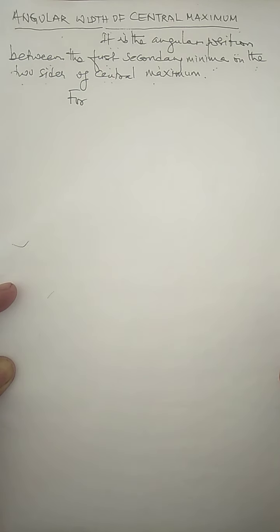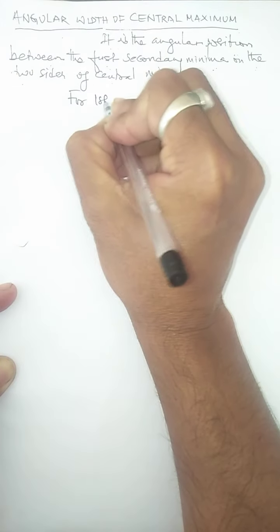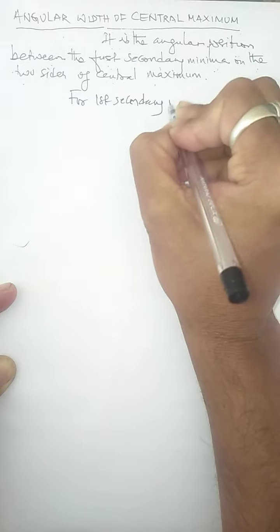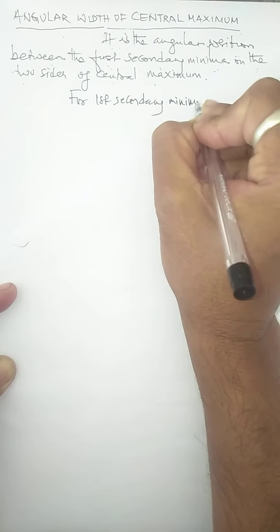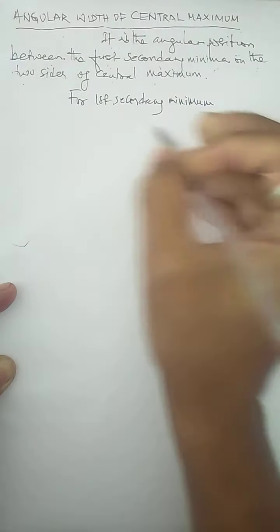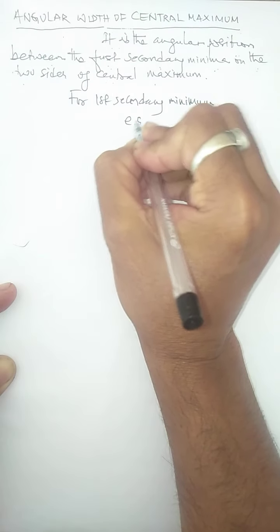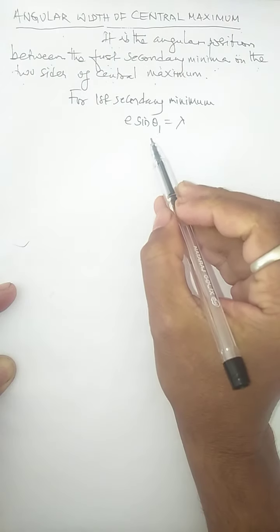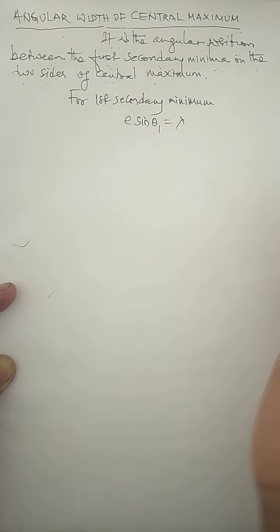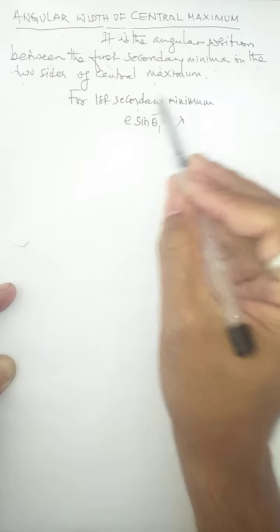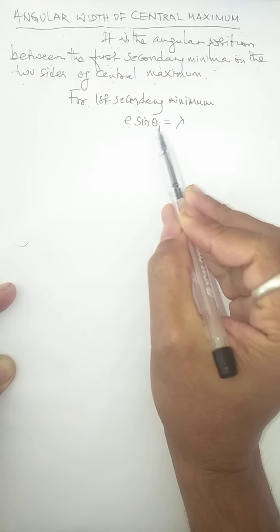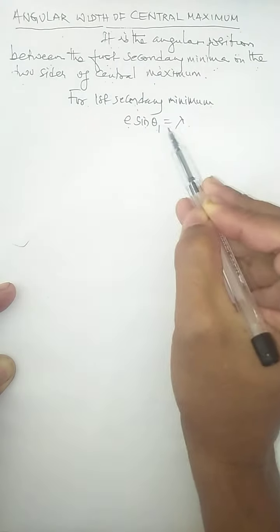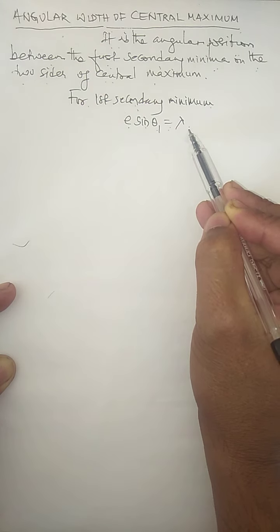So in order to measure this angular width of central maximum, I start with the condition of first secondary minimum. And you know, for first secondary minimum, children, you have learned this part in the last YouTube video. The condition of first secondary minimum is e sin theta 1 equals lambda. Yes, you have learned it already. This is the path difference. So this path difference e sin theta 1 equals the wavelength of light, which is lambda.